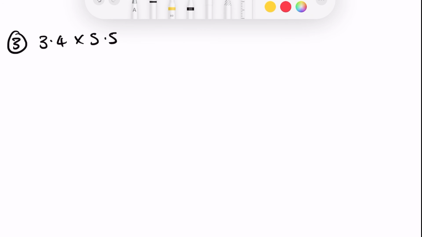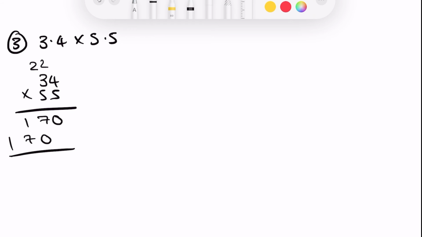Okay, so in this case, we will just do 34 times 55. So we'll do 5 times 4, which is 20. 5 times 3 is 15, plus 2 is 17. 5 times 4 again is 20. 5 times 3 again is 15, plus 2 is 17. 7, 8, 1, 8, 7, 0. Therefore, 3.4 times 5.5 is going to equal 18.7.